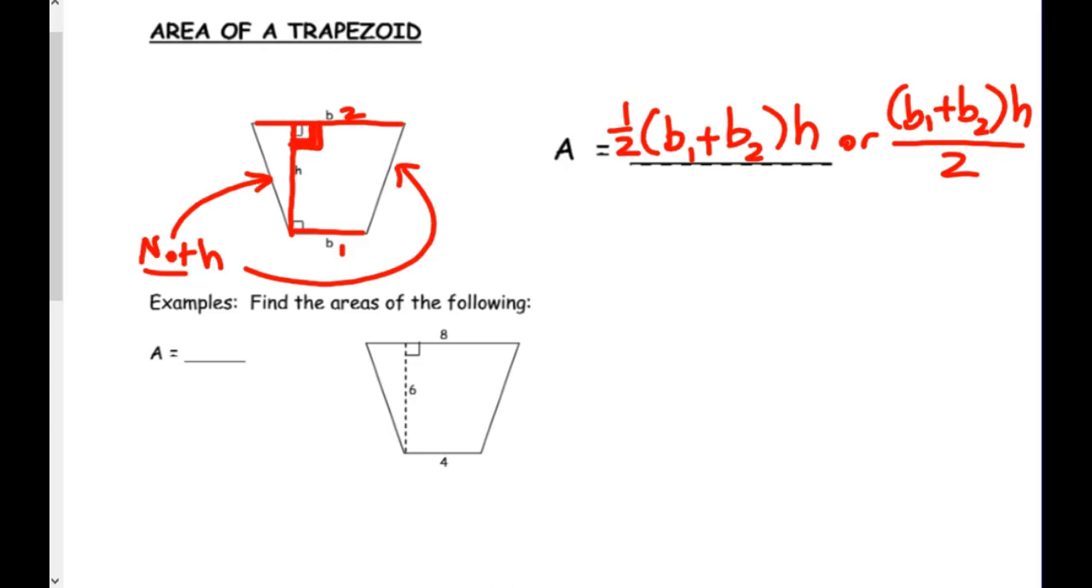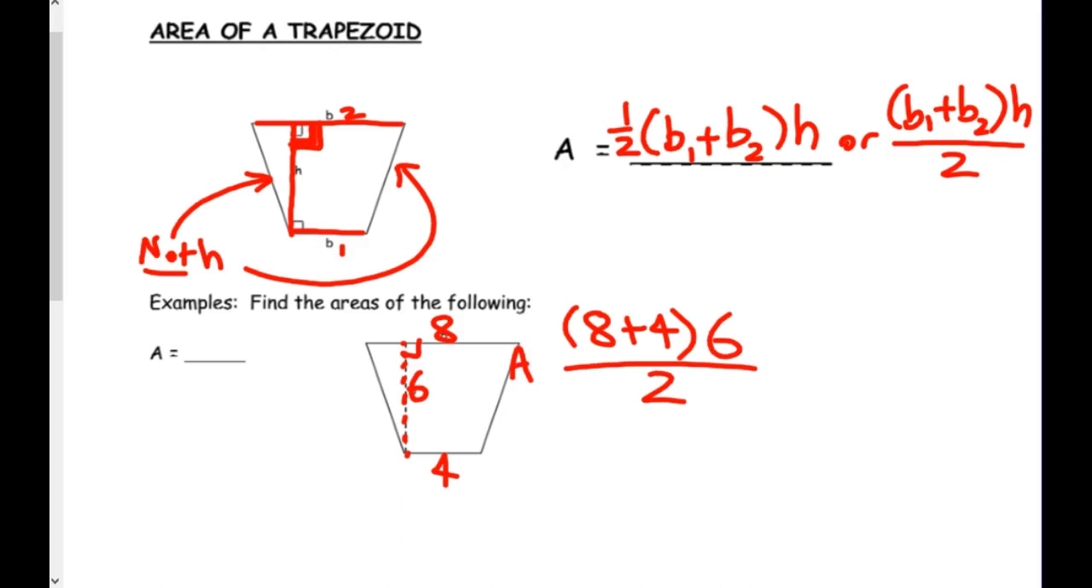Area of this trapezoid. So, base 1 plus base 2. So my base 1 is 8. My base 2 is 4. 8 plus 4 times the height. Now the height, you can see right here, clearly makes a right angle. That's 6. And then divided by 2. 8 plus 4 in parentheses times 6 divided by 2.